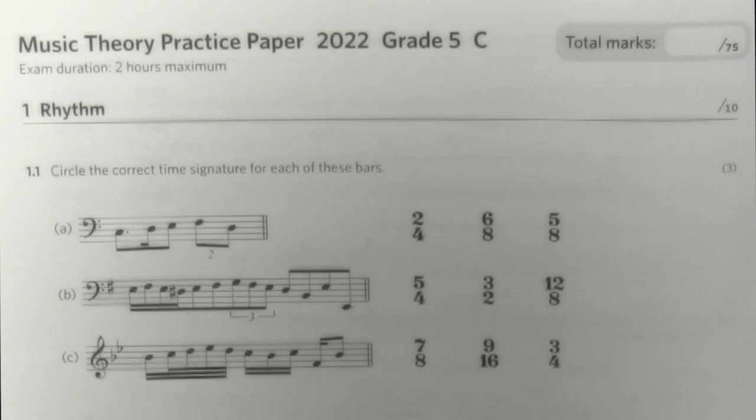Section 1 is about rhythm. In the first question, we are asked to circle the right time signatures for the given bars.